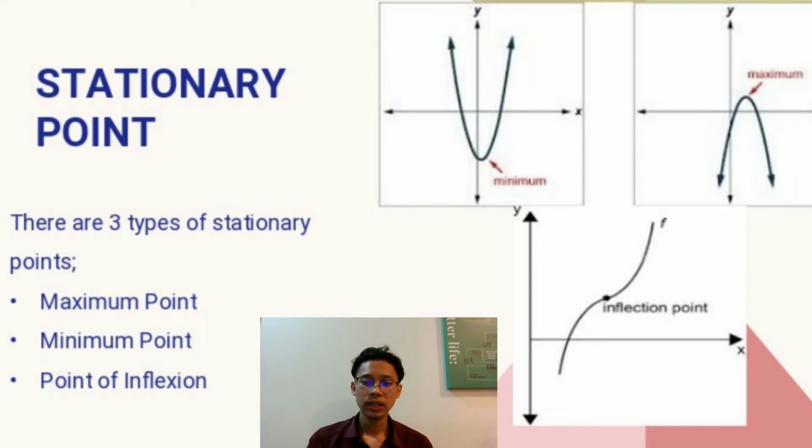Now I will tell about stationary points. There are three types of stationary point. We have minimum point, maximum point, and inflection point. A maximum point is located at the top of a peak on the curve. A minimum point is at the bottom of the trough. Last, inflection: if f prime x is equal to 0, then the point is a stationary point of inflection.